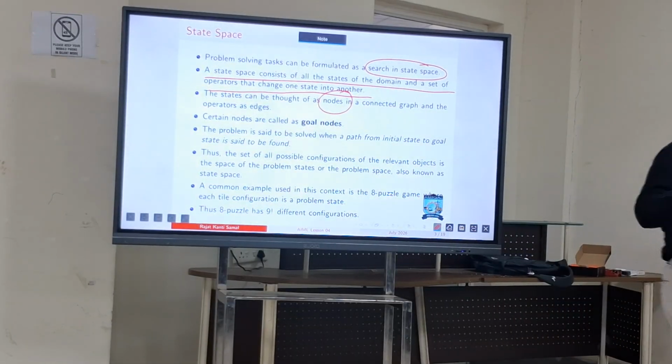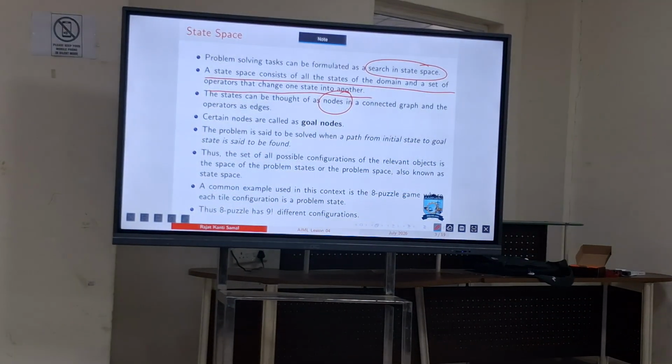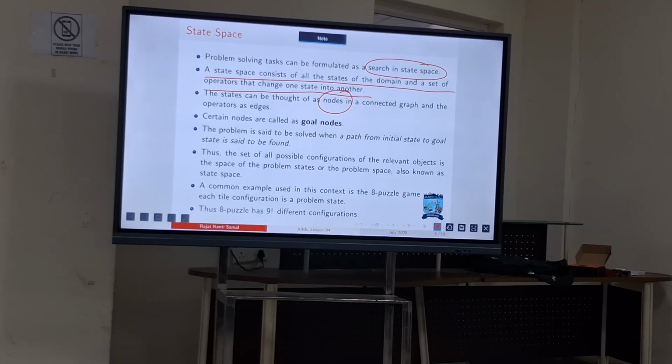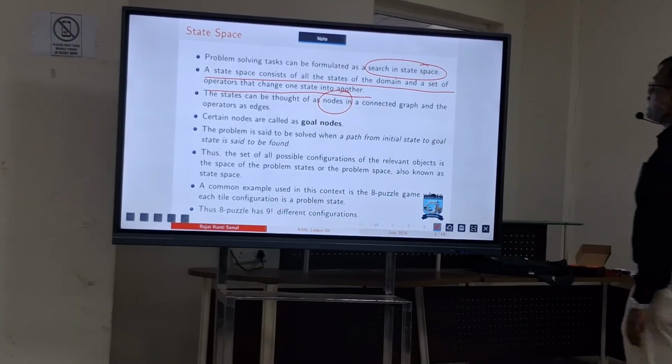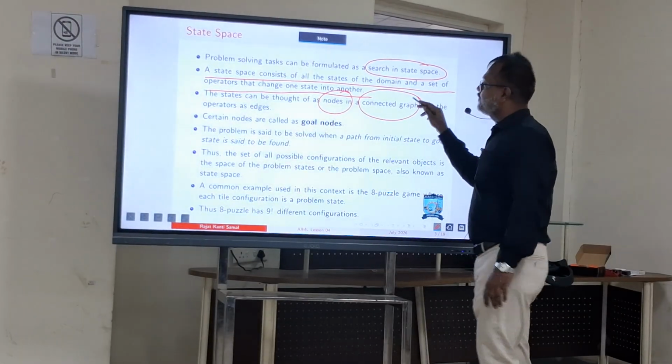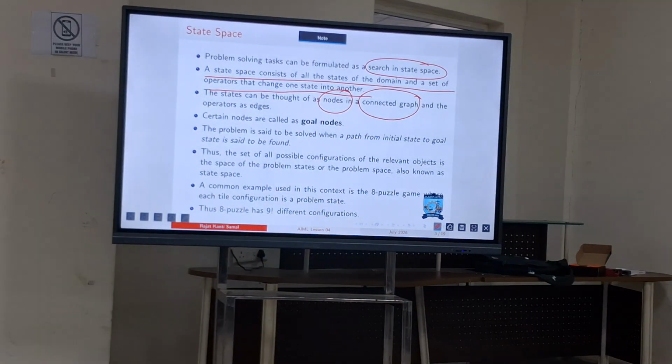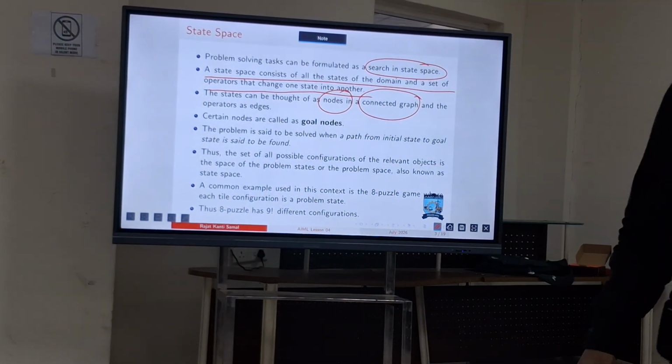Write the keywords. If you write the keywords, you concentrate. If you don't, you will just look, you'll forget, you'll fall asleep. So write down the keywords. So the states are nodes in a connected graph. Since you are all from an electrical engineering background, you have read machines, network theory, etc.